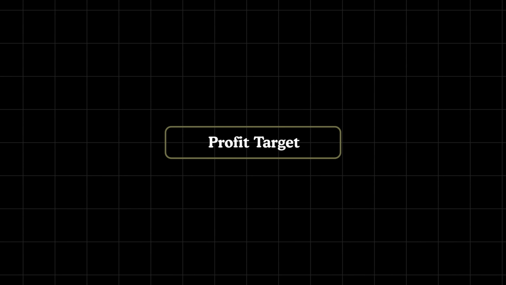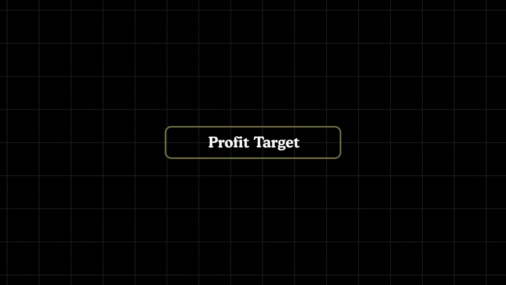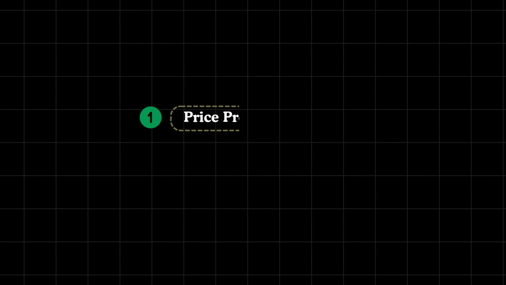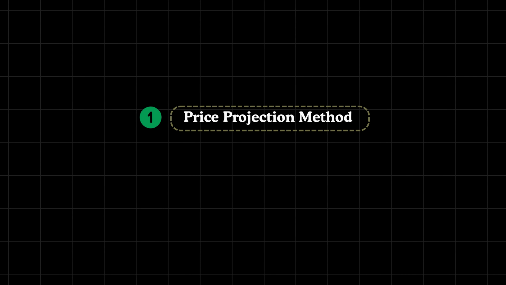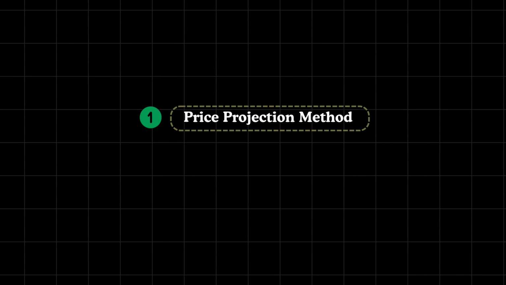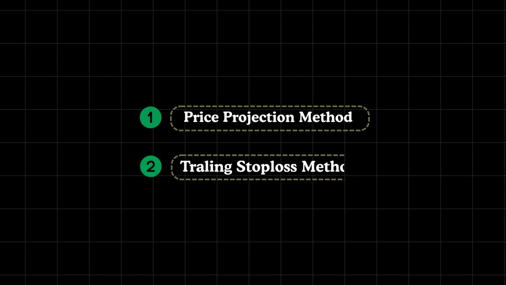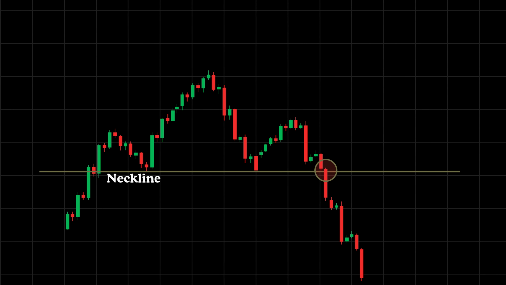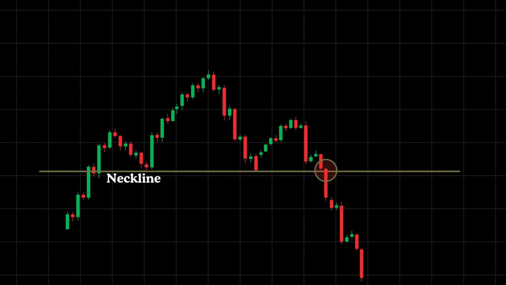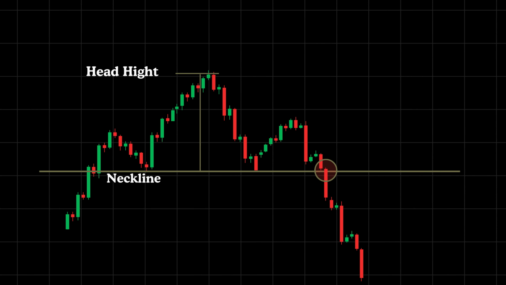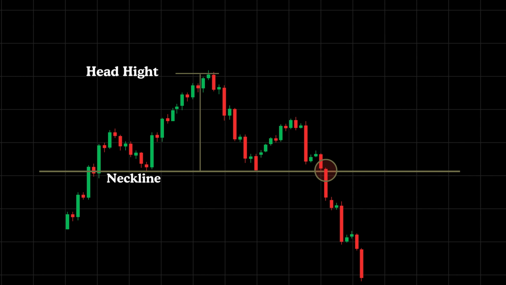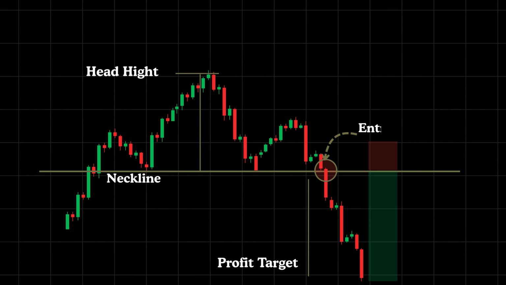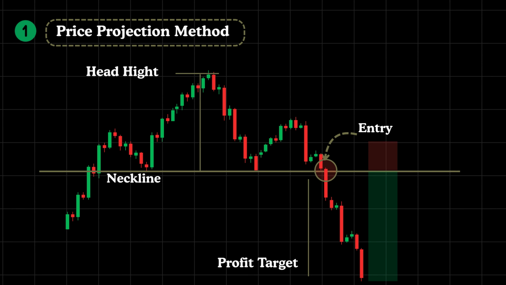Now, let's understand how to set a profit target. In the head and shoulders pattern, there are two main methods you can use. Number 1 is the price projection method, also known as the fixed target method, and number 2 is the trailing stop-loss method. In the first method, to determine how far the price can move after the breakout, measure the distance from the high of the head to the neckline. Once you have this distance, set your profit target at the same distance from your entry point. This is known as the price projection method.